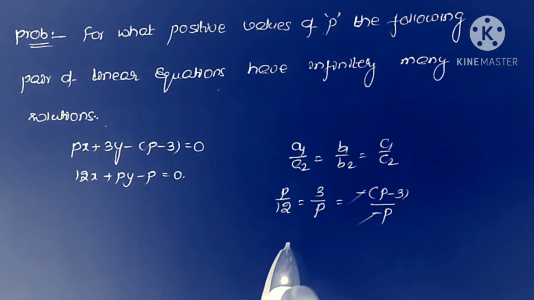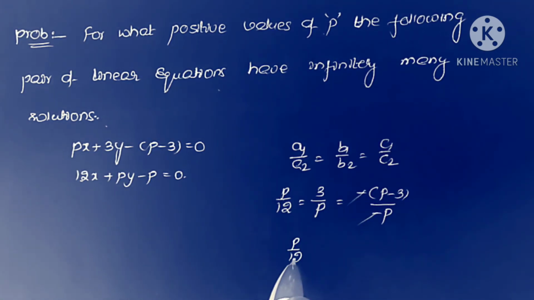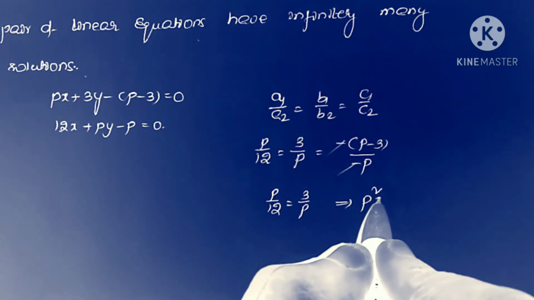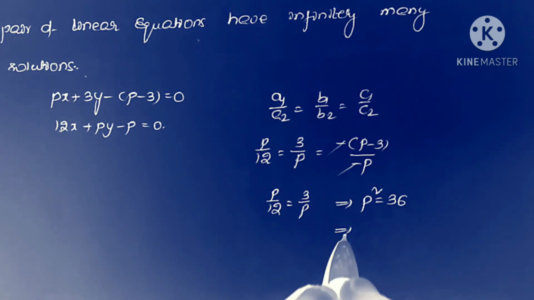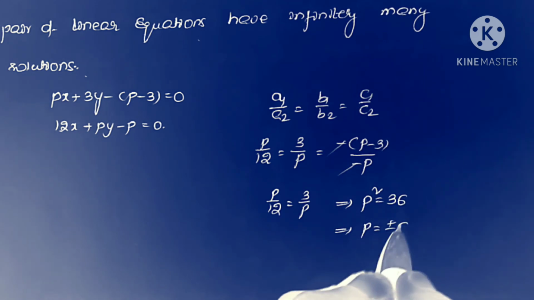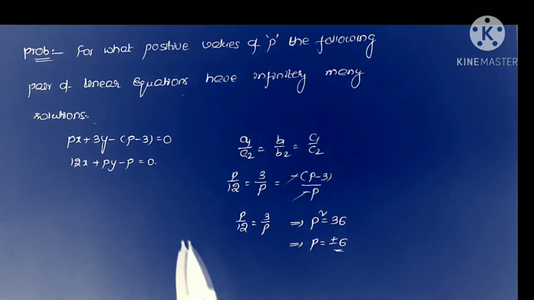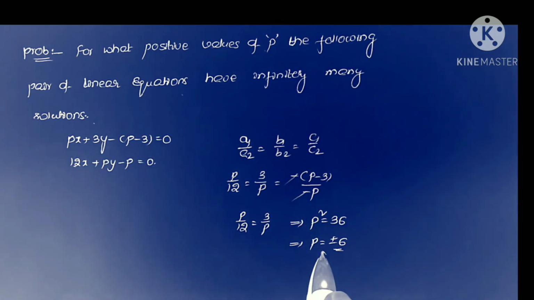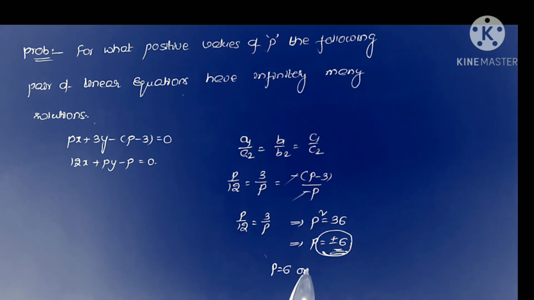Now we equate the first two values, that is p by 12 is equal to 3 by p. Taking the cross product, p square is equal to 36, then p is equal to plus or minus 6, the root of 36. But what is the given question? For what positive values of p? So we take only the positive value, therefore p is equal to 6 only. That's all. This is the answer.